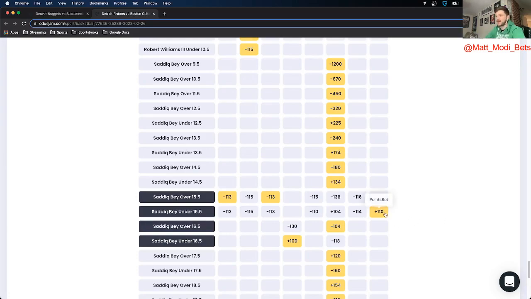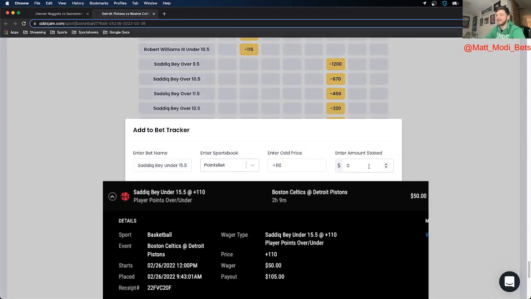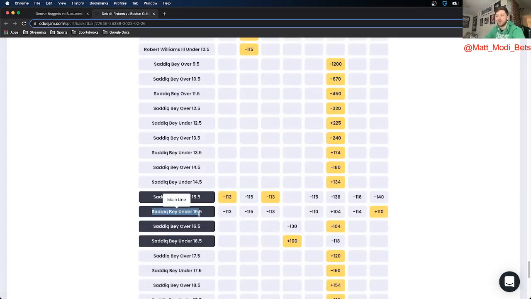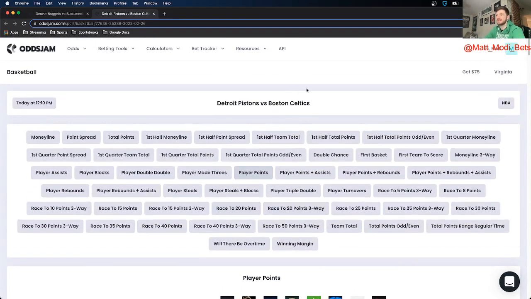And using OddsJam, I found that at plus 110 on PointsBet Sportsbook. So I went ahead and locked this in for 50 bucks, as you can see on the screen here. To confirm, we're looking at Sadiq Bey to go under 15.5 points, plus 110 on PointsBet Sportsbook. And for this game, it is the Detroit Pistons versus the Boston Celtics.